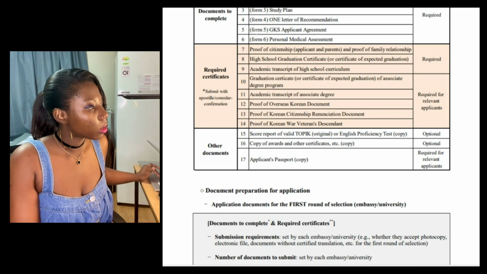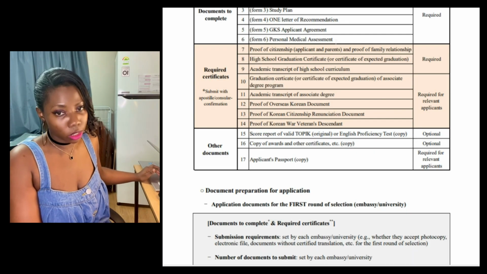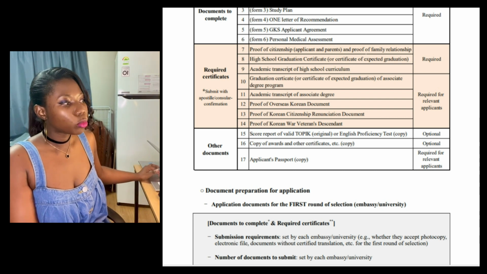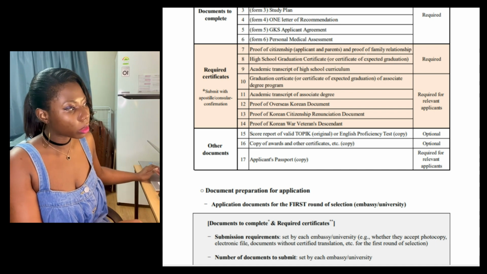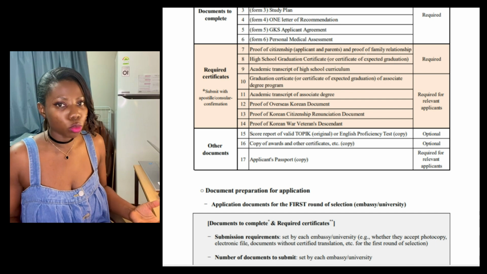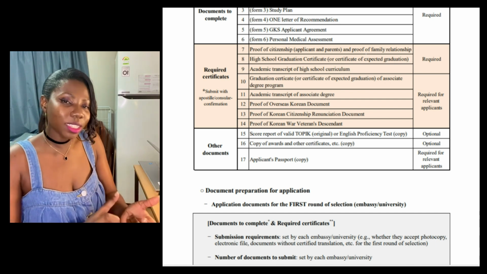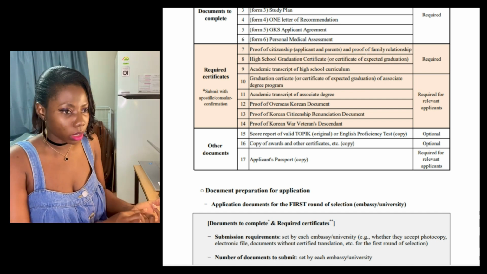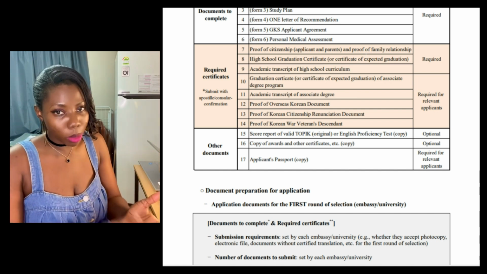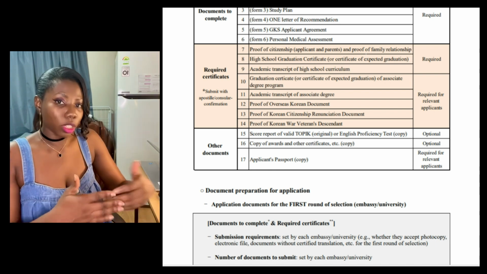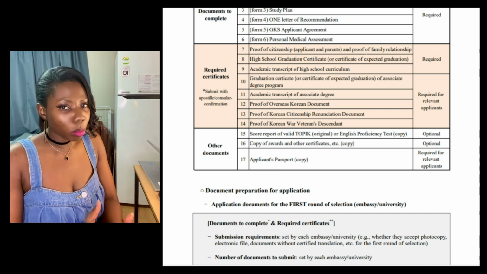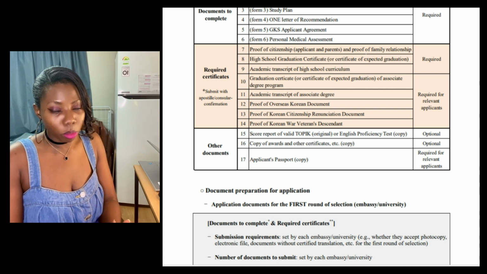Now form 5 is the GKS applicant agreement, personal medical assessment, proof of citizenship, applicant and parents. So applicants, all you need is your birth certificate, to prove your citizenship plus the relationship between you and your parents. On your birth certificate they've stated your father, your mother, so that shows the relationship between you and your parents. So you make a copy of that, do an apostilled or consular confirmed copy of your birth certificate.